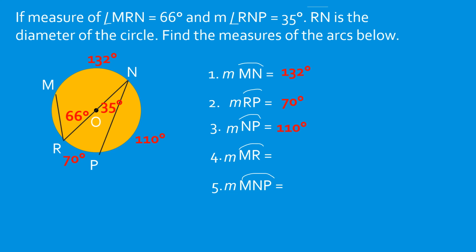What about arc MR? Where is MR? MR is here. If this is 132 degrees, again, RN is the diameter, 180 minus 132 is simply equal to 48. Therefore, arc MR is equal to 48 degrees. What about the measure of this major arc M, N, P? From here going there, you just get the total of those measurements, and that is equal to 242 degrees.